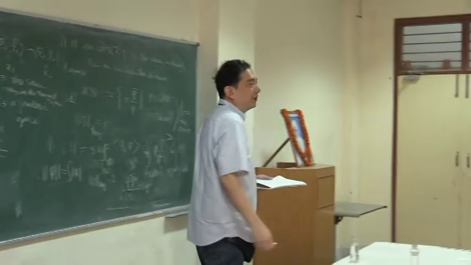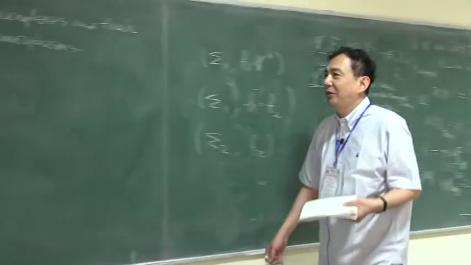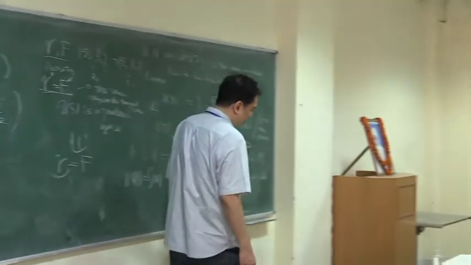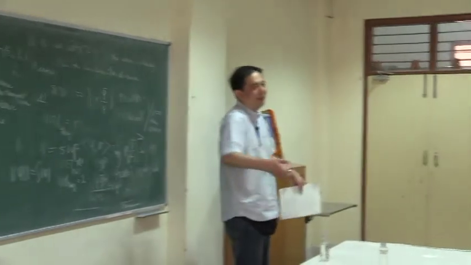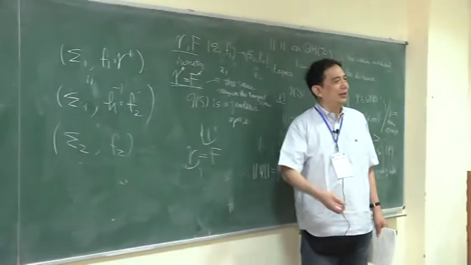So this is a rather combinatorial object. It's closer to, for instance, the Cayley graph or the tree or something like that, which is dealt with in other lectures.